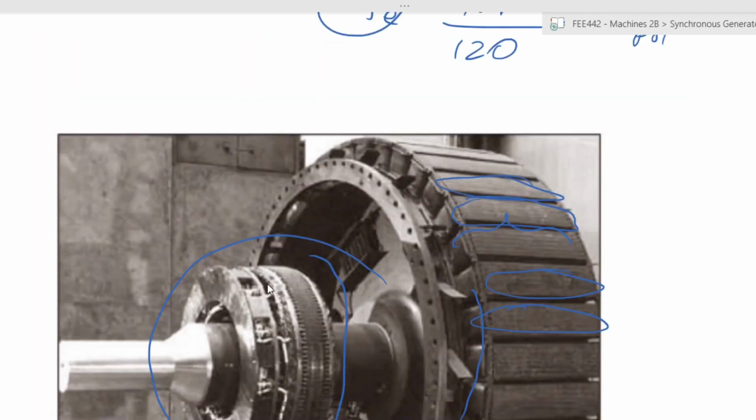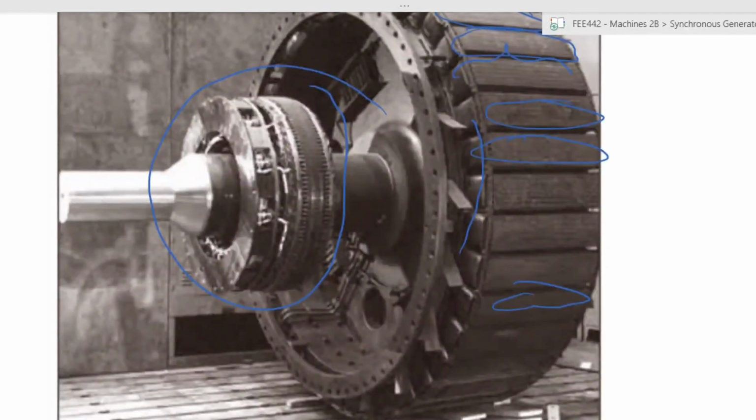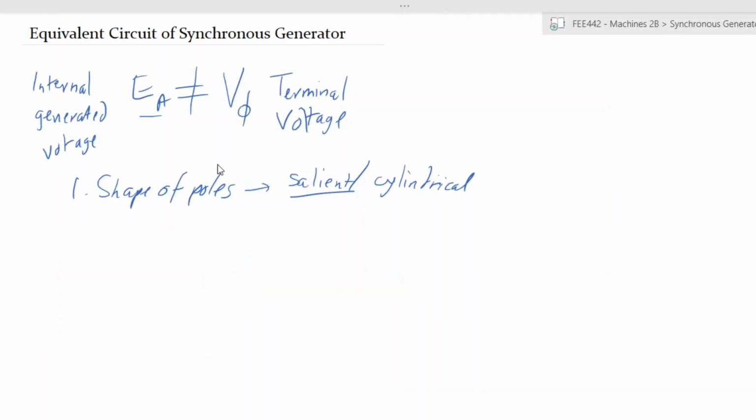So these are the salient poles that we are talking about. Each pole sticks out from the cylinder. They are not distributed along the rotor itself. For purposes of the discussion we are having, we will assume that all our generators in these calculations that we are doing have salient poles, and we will disregard the factor of cylindrical poles.